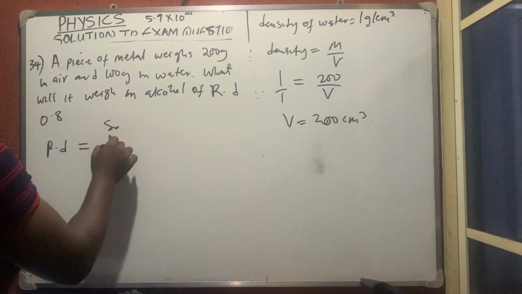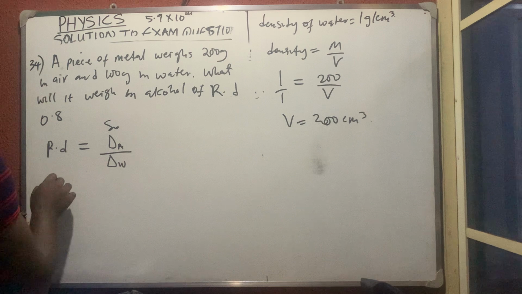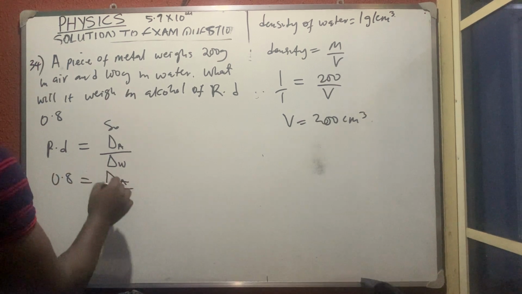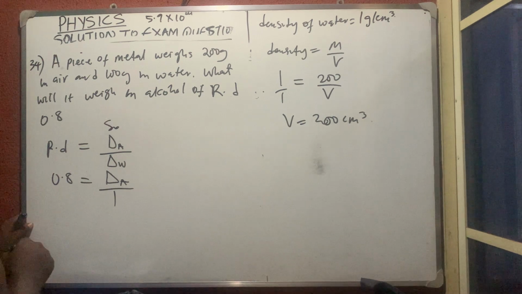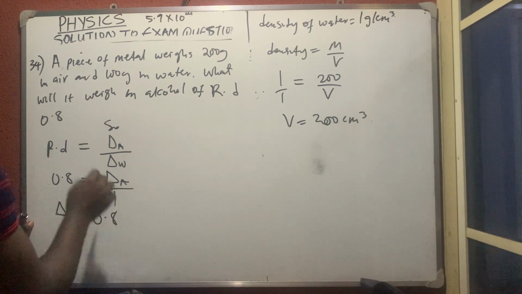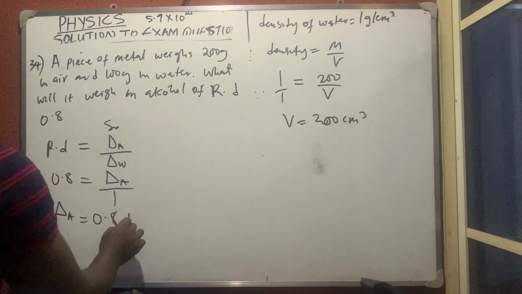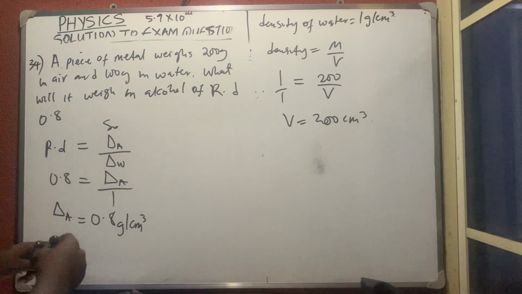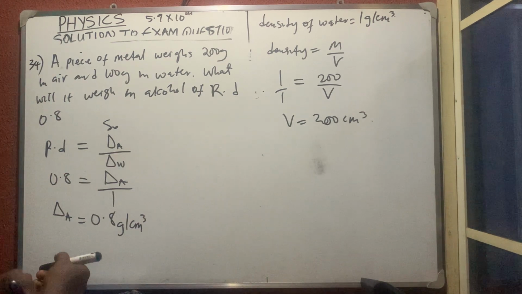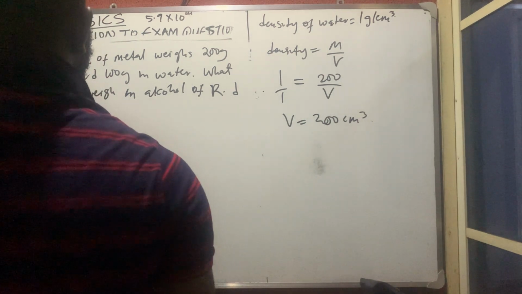The density of alcohol all over the density of water. So I have 0.8 is equal to the density of the alcohol all over the density of water, which is 1. Which means the density of the alcohol is simply 0.8 gram per cm cube. And they're asking us the weight of that object in alcohol.